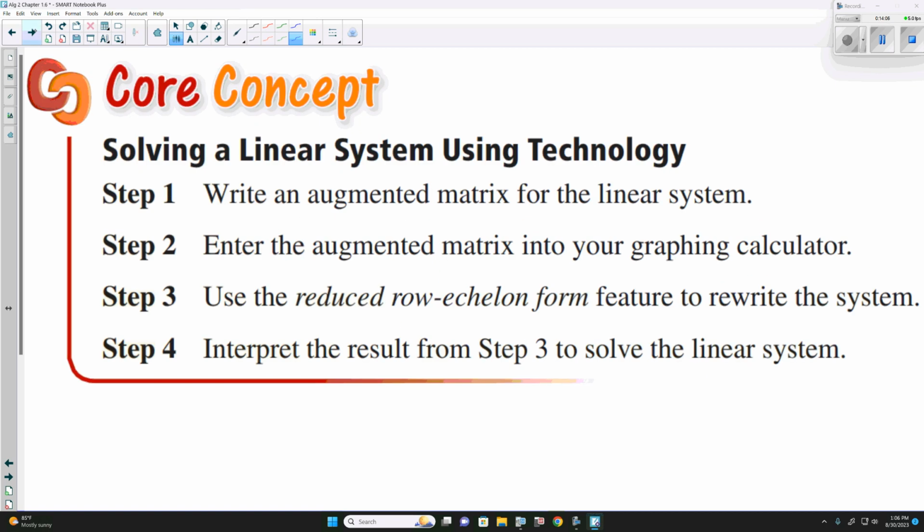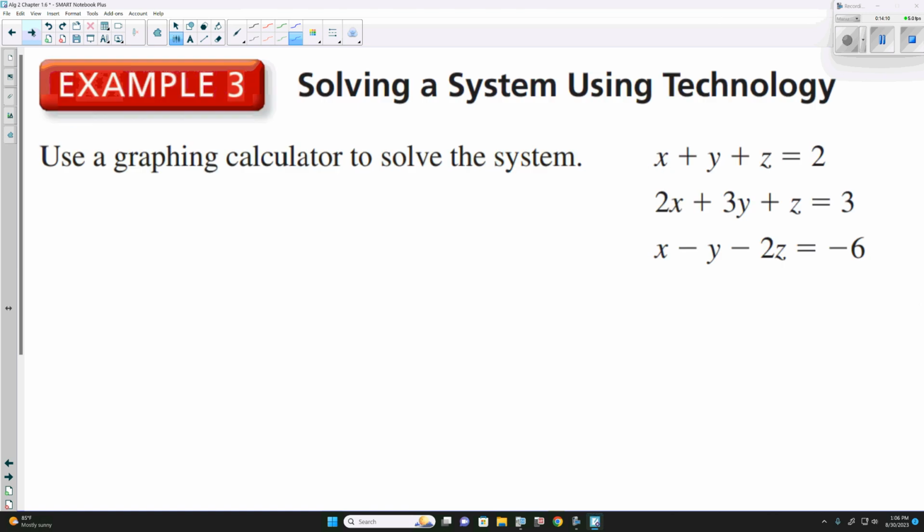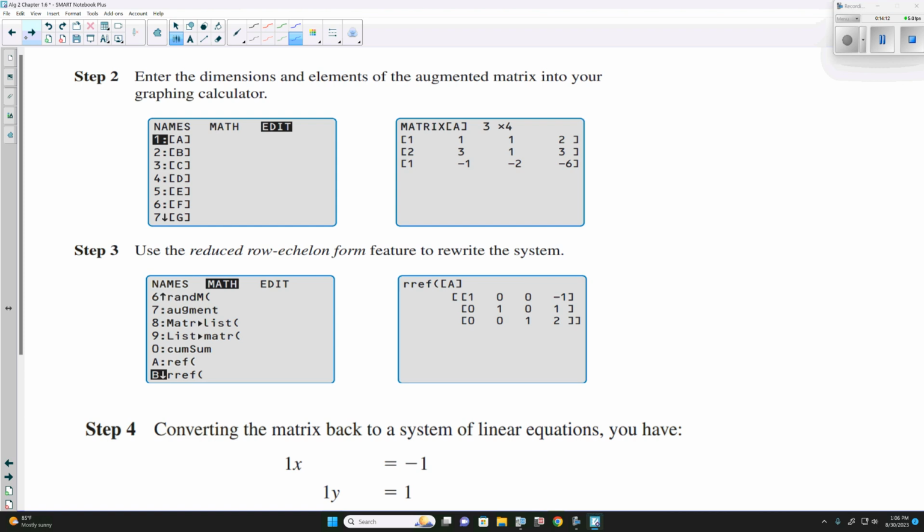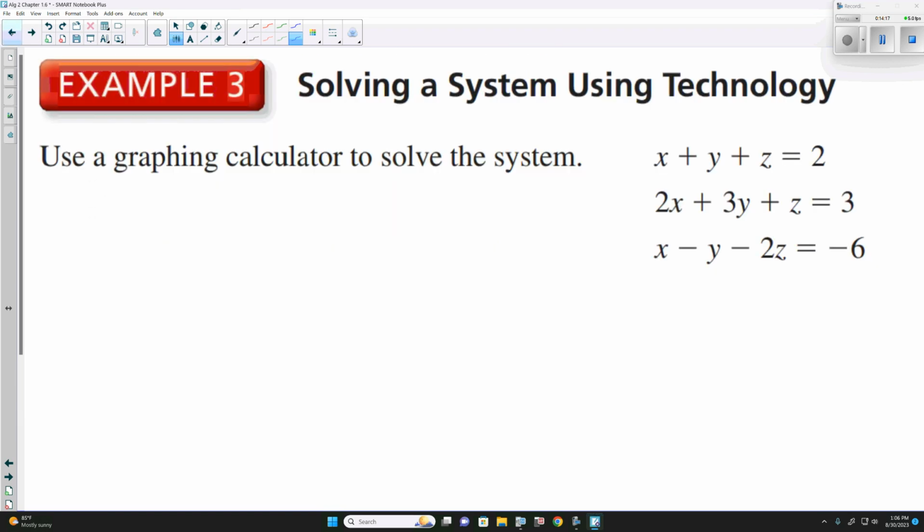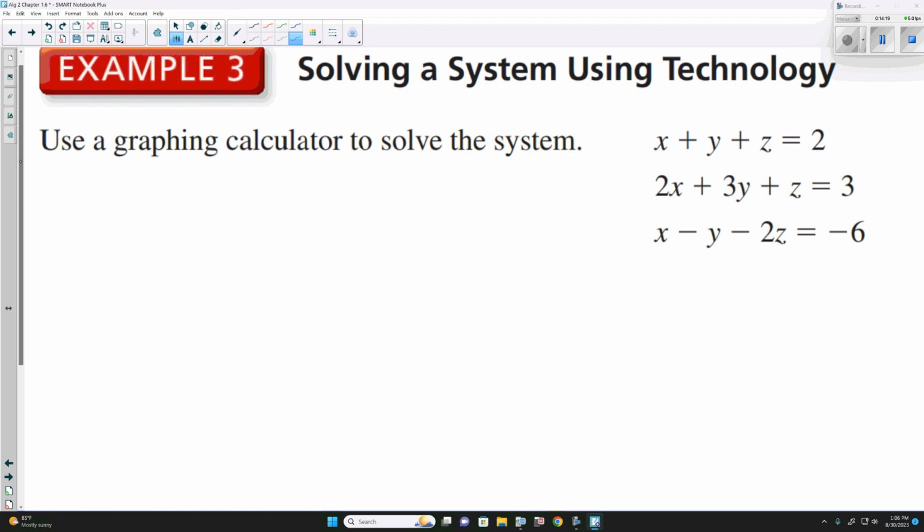These are the steps. Now, I gave you the steps here. And for this problem, I do have the printout pictures. But we're going to use this system of equations in the graphing calculator to solve it. Now, the first thing we need to do is write the augmented matrix.